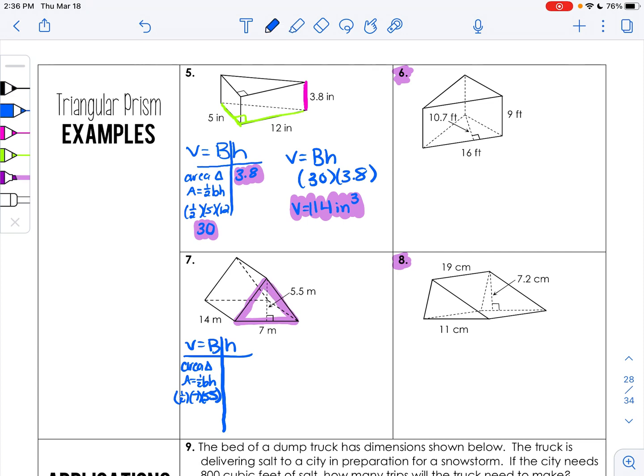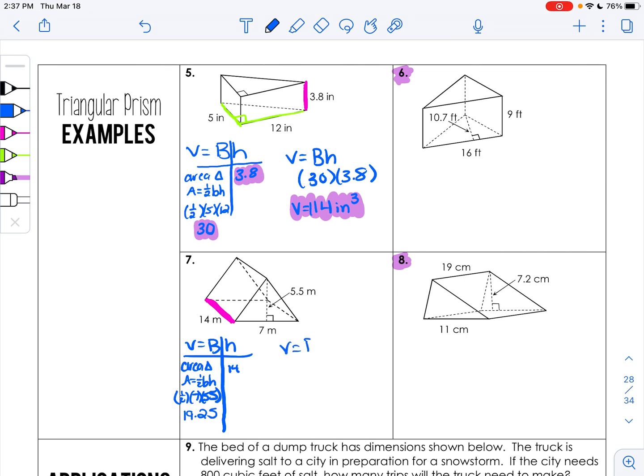So when I multiply that, 7 times 1/2 times 5.5, I get 19.25. And then your height. So it's the height of your prism. So the height of our triangle is 5.5. That's what we used when we found the area of the base. The height of the prism, remember, is the side that connects your two bases. So the height of my prism is this 14.